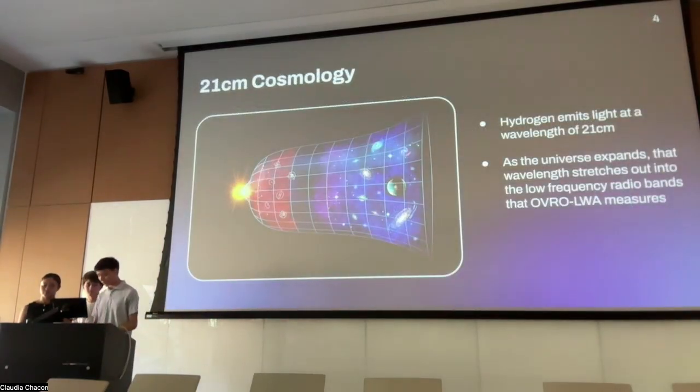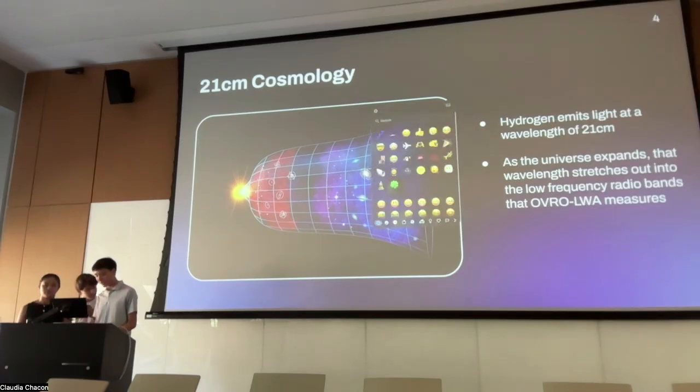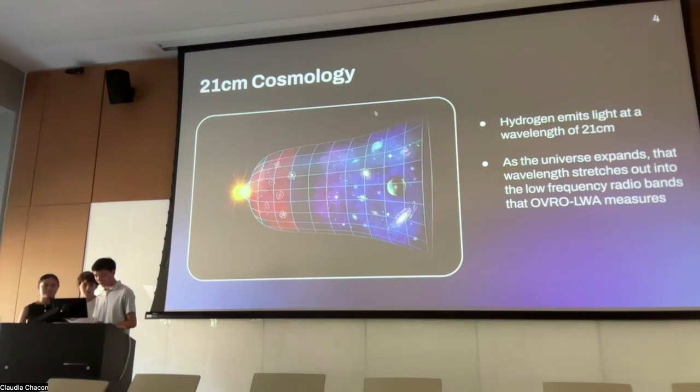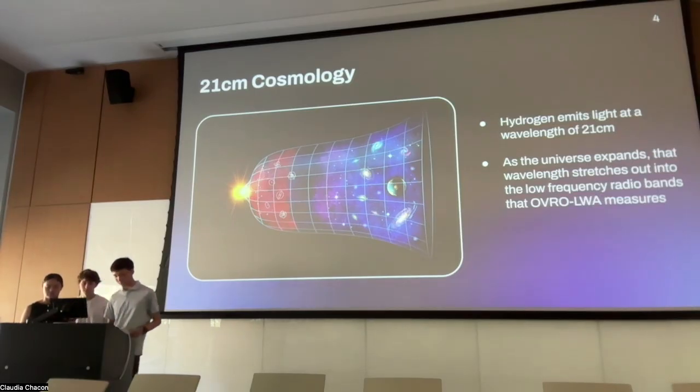An important part of radio astronomy is 21 centimeter cosmology. Most of the atoms in the universe are hydrogen, which emits light at a wavelength of exactly 21 centimeters. However, as the universe expands, light gets stretched into longer and longer wavelengths, into the radio spectrum, which we can measure on Earth. However, the ionosphere interferes with the data that we get from ground-based telescopes, so we'll be getting more into that soon.